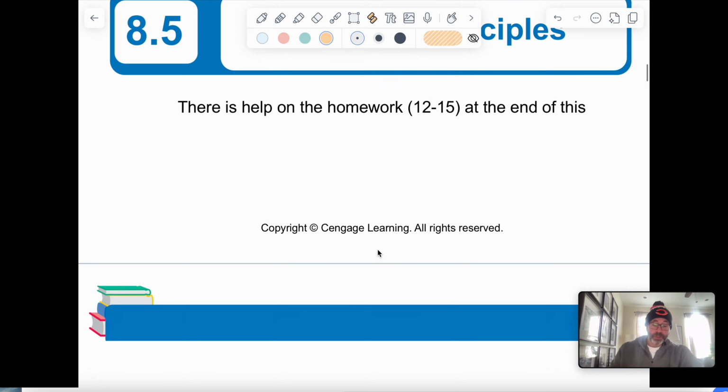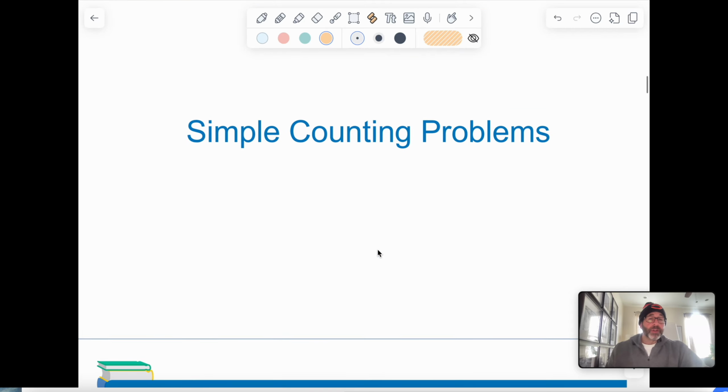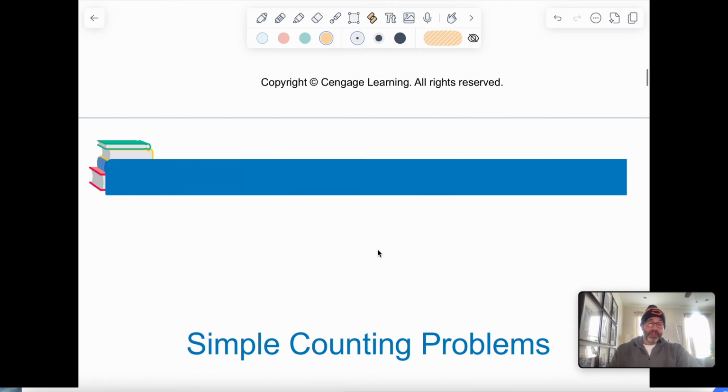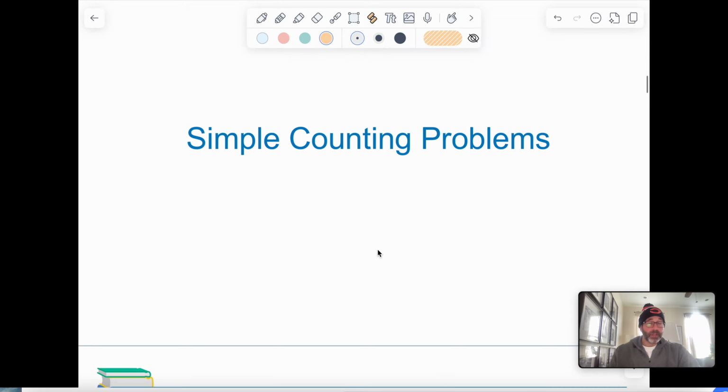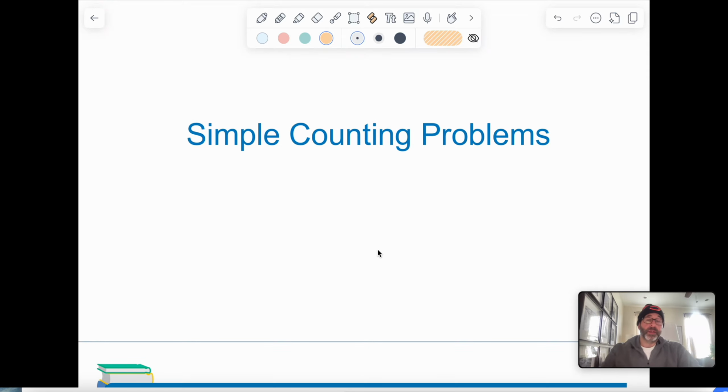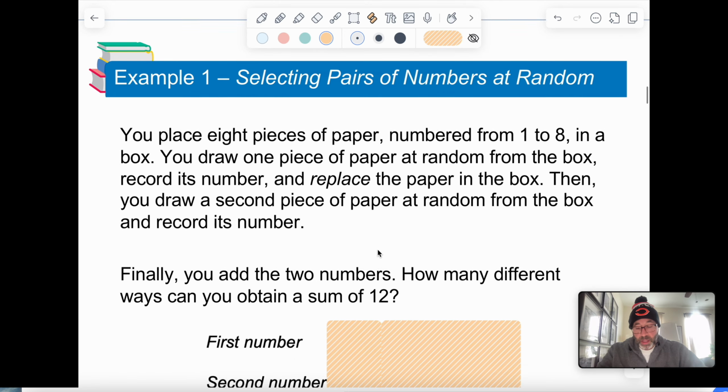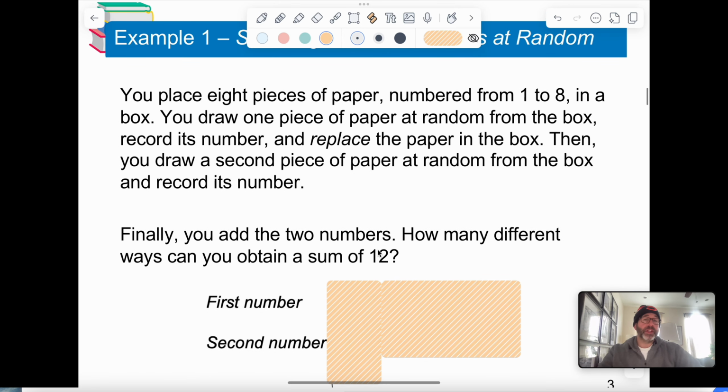All right, so let's get started here. We have many different ways of doing counting principles, and there's some that are really simple and some that get very complicated. So when we have very simple counting problems, I'll give an example here. You place 8 pieces of paper that are numbered from 1 through 8 in a box. You're going to draw one of those pieces of paper at random from the box. You record the number. You're going to put the paper back into the box. And then you're going to draw a second piece of paper at random from the box and record its number.